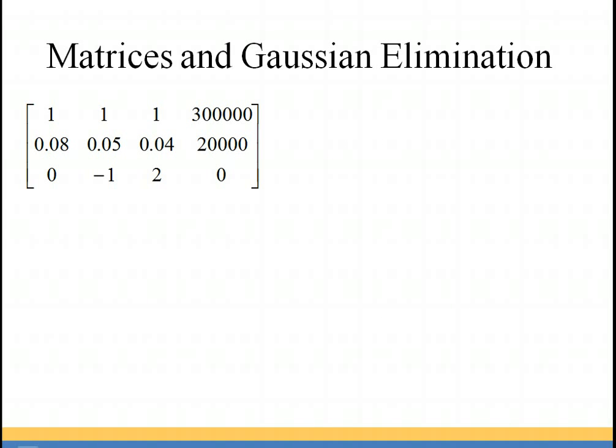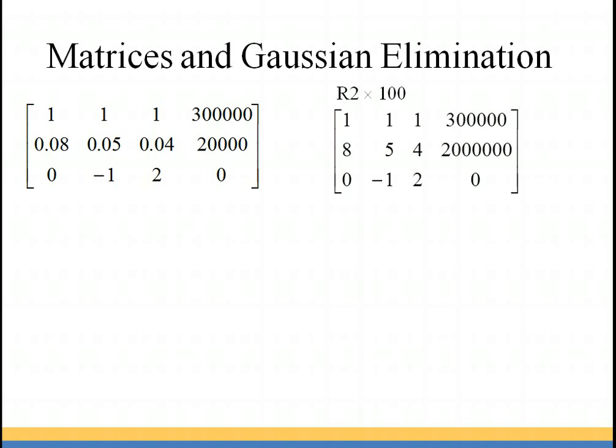Okay, so let's start working this matrix. The first thing that I noticed was that I had some decimals and I want to get rid of them. So I'm going to multiply the second row by 100 to eliminate the decimals.